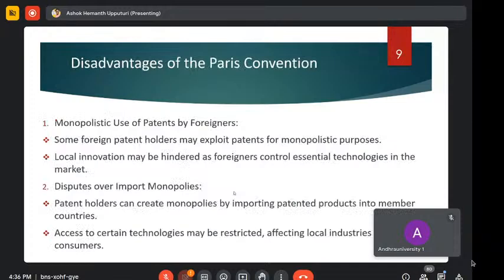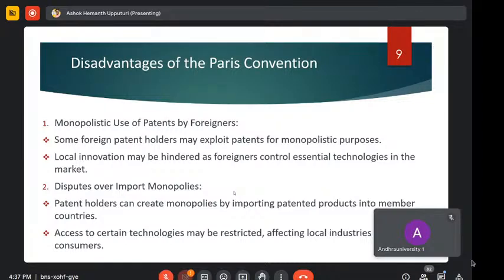Forget about non-member countries. Even in a member country, if your patent is not granted there, somebody can see your invention and somebody can use it. That is not treated as infringement. Okay. So, disadvantage of the Paris Convention. See, what is that? Monopolistic use.